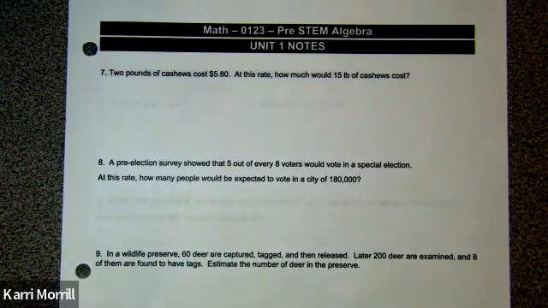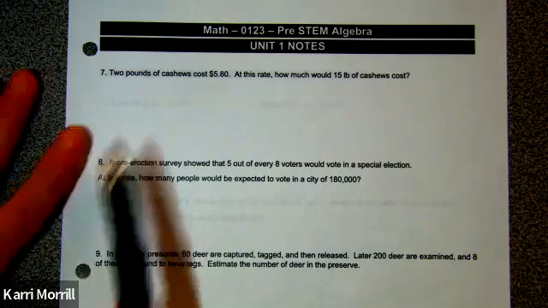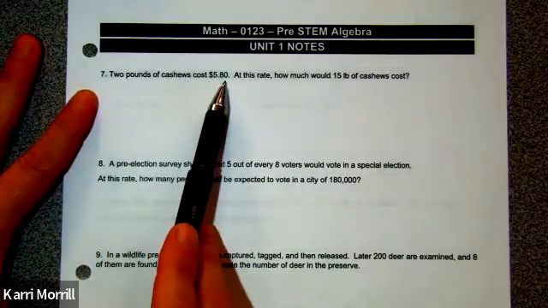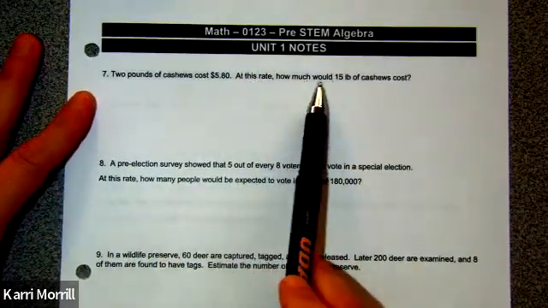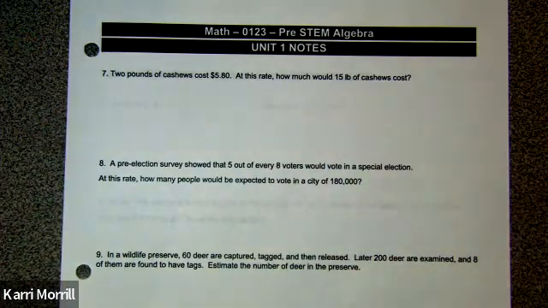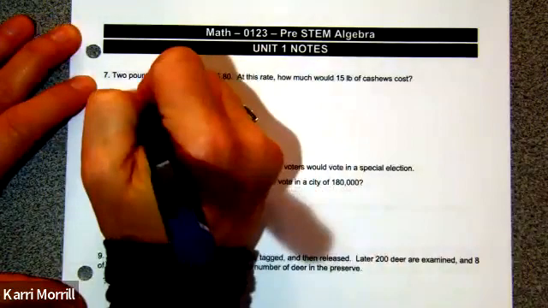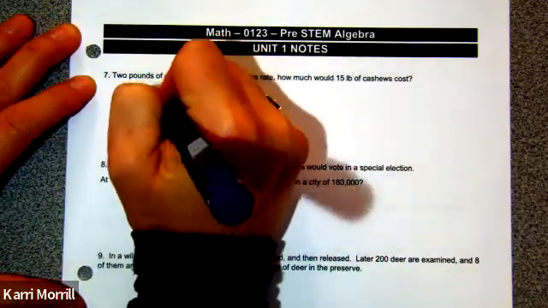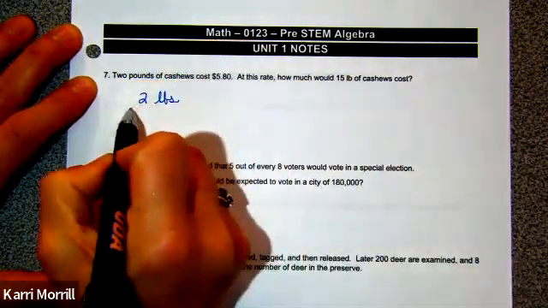These set up just like proportions. Okay, so when we read this, 2 pounds of cashews cost $5.80. At this rate, how much would 15 pounds of cashews cost? If you can just think, we're going to make a ratio between 2 pounds. Let's write 2, and I'll write pounds beside it because your units kind of matter in a minute.